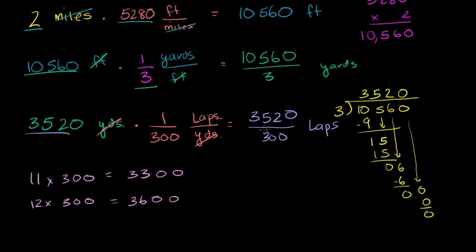So this is going to be 11 point something. It's larger than 11, right? 3,520 is larger than 3,300. So when you divide by 300, you're going to get something larger than 11. But this number right here is smaller than 3,600. So when you divide it by 300, you're going to get something a little bit smaller than 12. So the exact number of laps is going to be a little bit lower than 12 laps. So 2 miles is a little bit lower than 12 laps.